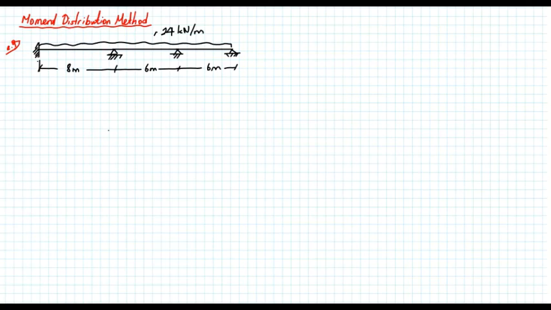Let's put the labels. Point A, point B, point C, and point D. So basically this is a 3-span continuous beam, and we want to analyze it by using the moment distribution method. Again, do the discretization. That's always the way we start.